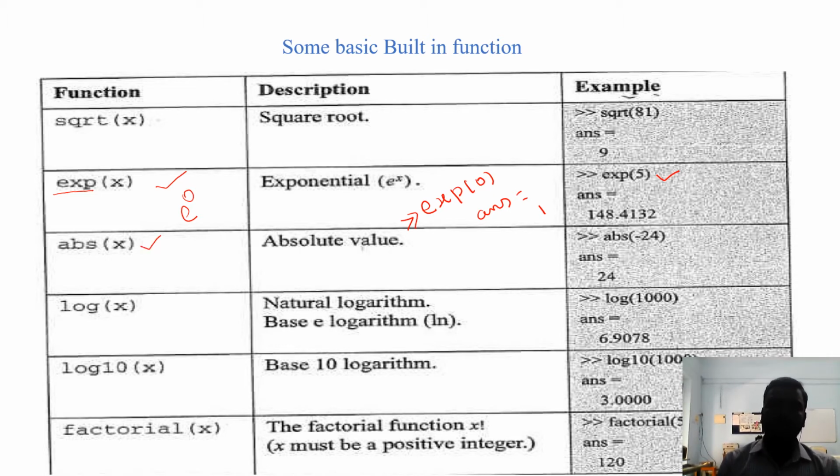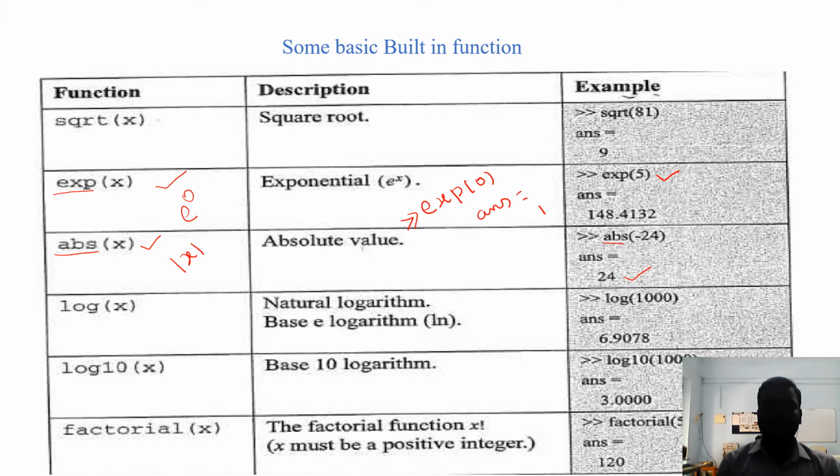The next function is absolute value. Absolute value means the positive value. Here the name of the function is abs. For example, we want to use the mod value, that is the absolute value. Here we can write abs of minus 24. Therefore the result is displayed as plus 24, the positive value.